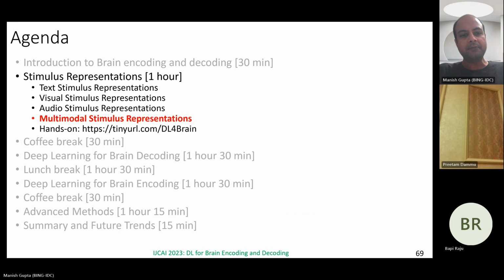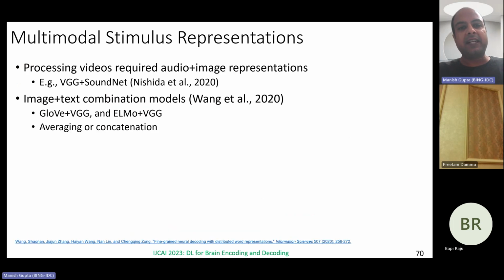Okay, so now let me quickly talk about multimodal stimulus representation. These representations are super important when your stimulus contains two or more kinds of modalities. For example, processing videos requires audio plus image representation, right? Therefore, some people have just done that: if there is audio, let me use SoundNet; if there is image, let me use VGG, and then combine the representations at the end. Those are called late fusion models. You fuse the representations, but towards the end, right?